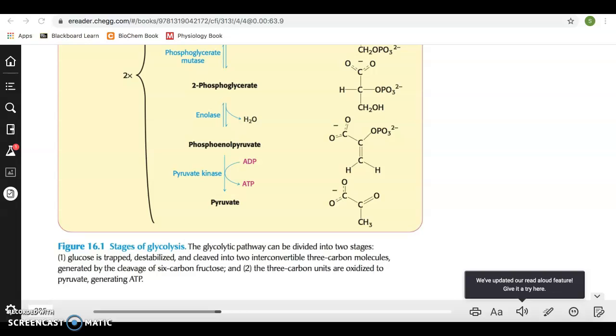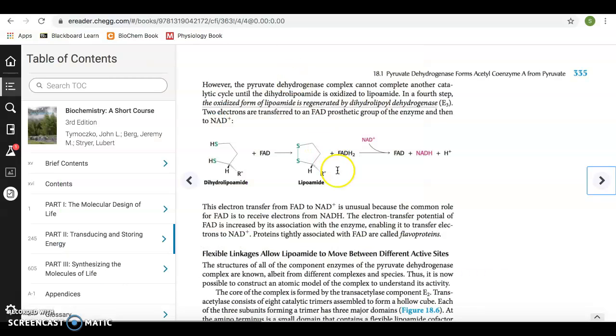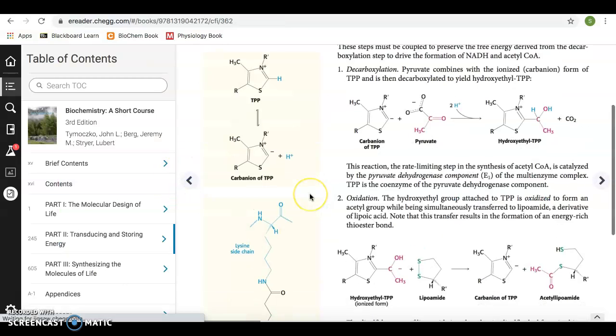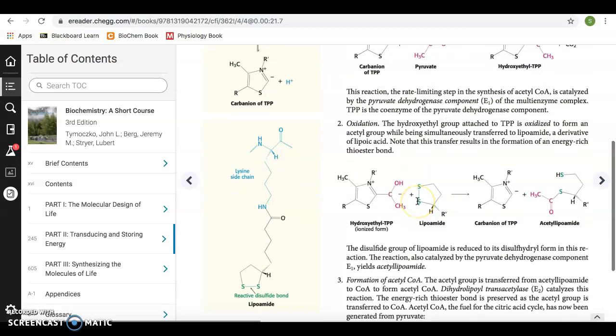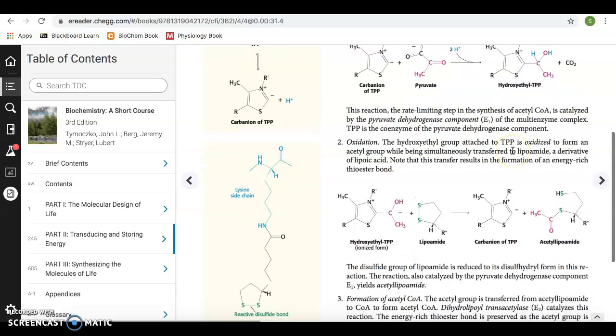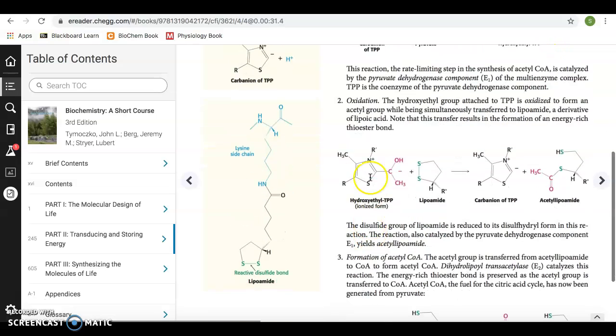So next we have the oxidation of this pyruvate, which is broken down into 3 steps. We can see here the first step is the decarboxylation, and it combines with the carbanion form of TPP, forming this hydroxyethyl TPP and CO2. That's the decarboxylation step. And so next, this is ionized, forming our hydroxyethyl TPP. Notice this negative charge here.